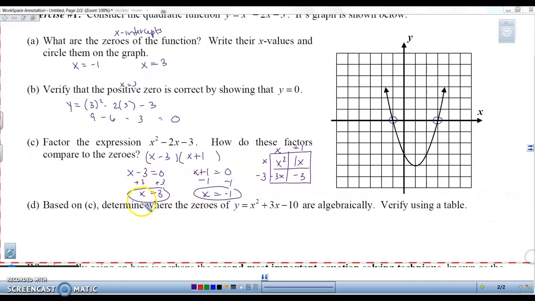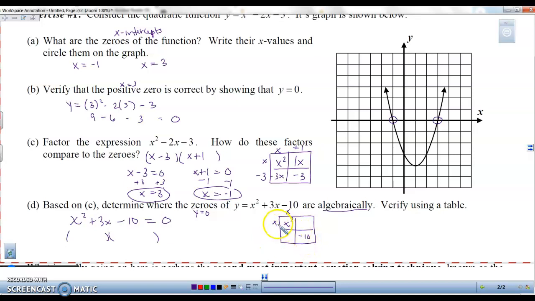All right, so based on what we just did, determine where the zeros of y equals x squared plus 3x minus 10 are algebraically. If we're looking for the zeros, we know the y is going to equal 0, so we take this equation, x squared plus 3x minus 10, and we set it equal to 0. Now we want to factor this. So do your box or your bubbles. I'll do both. This is x squared. So we know this has to be x times x. -10 goes down here. We need the factors of -10 that give you 3.